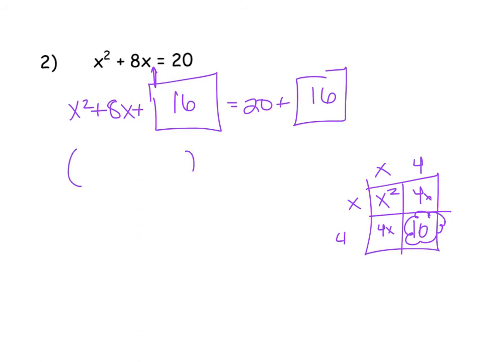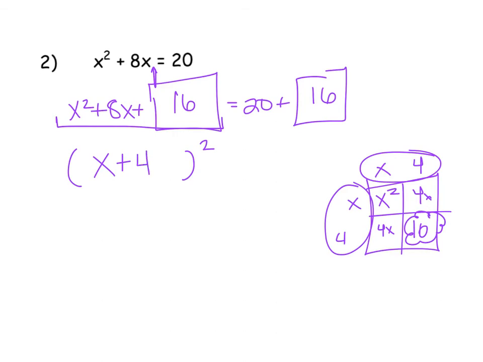Next, I rewrite the left side as a perfect square. So what squared gives me x squared plus 8x plus 16? Well, x plus 4 squared gives me that expression. That's where I got the 16 from, is from squaring that x plus 4. And on the right side, I have 36. So now I'm ready to take the square root of both sides. Taking the square root of the left just gives me x plus 4. And taking the square root of the right, we can't forget that we need the positive or negative roots.